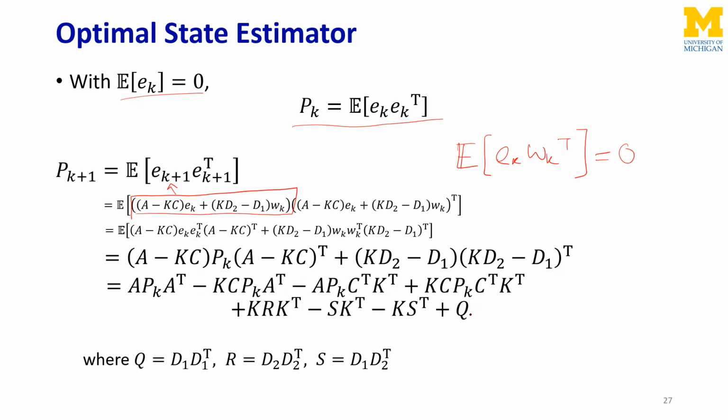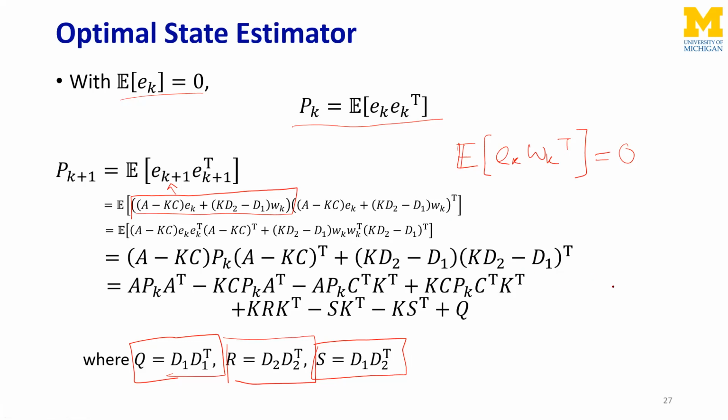The reason I want to do this expansion is because I want to replace D1 D1 transpose by Q. I get D2 D2 transpose, which I replace by R. And then I'm going to get this term S, which appears twice, once as D1 D2 transpose, and then D2 D1 transpose. So it's going to be S and S transpose.